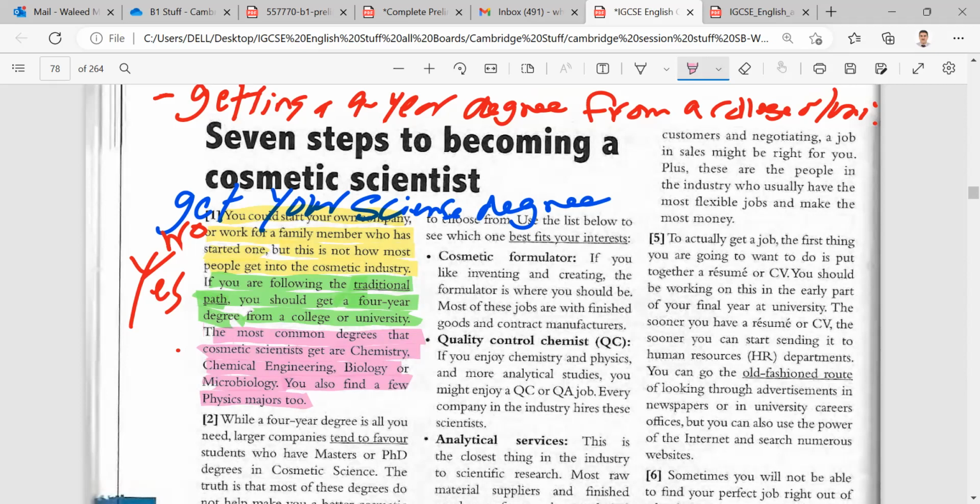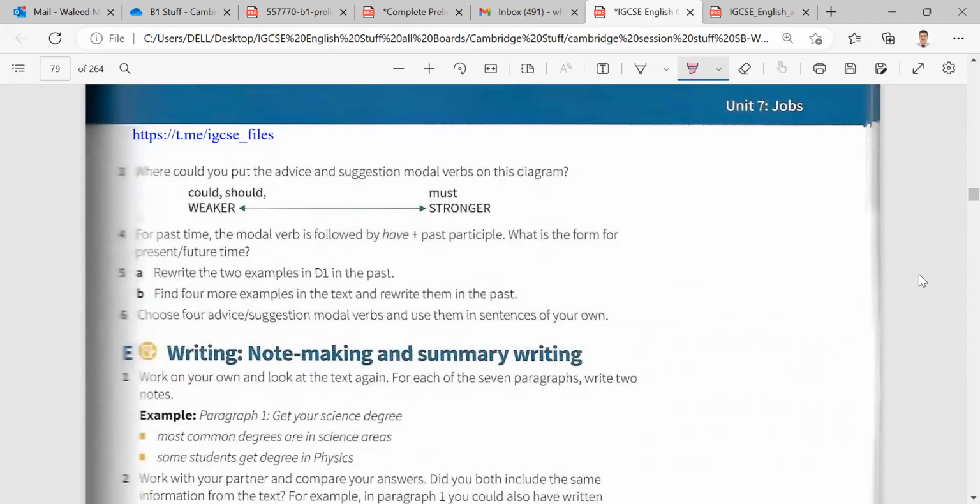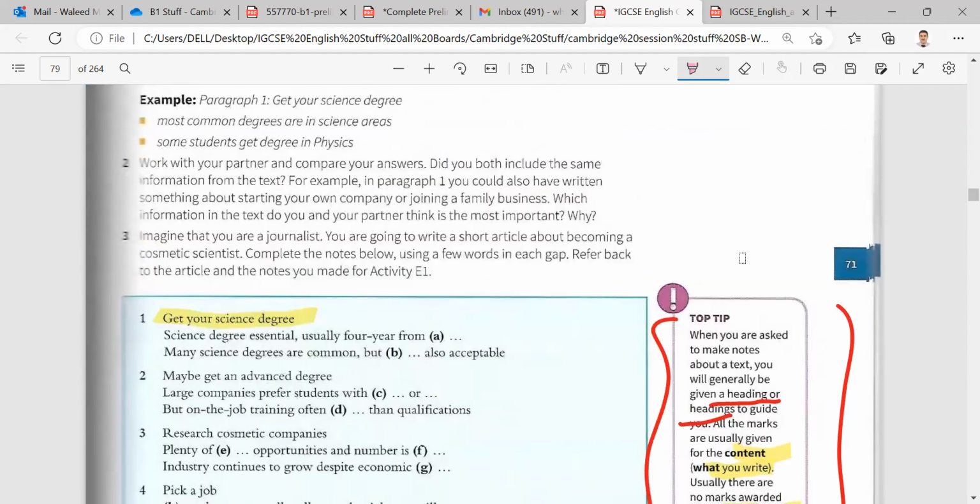You can write the note, the second note, ya shabab. Here, degree, you can sum. Read the notes, shabab, read this. Here, most common degrees are in science areas. This is the first note. The second note covered the second sentence as we read together. Some students get a degree in physics. You can say some students get a degree in chemistry, biology, and microbiology. So after reading paragraph one, can you complete this, please?